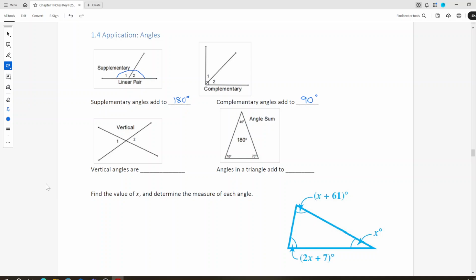This next rule is about lines that intersect, and we talk about these angles, angle 1 and angle 2, being vertically opposite. So they're opposite each other in a vertical way. And we say that vertical angles, or vertically opposite angles, are equal. So we would state that angle 1 is equal to angle 2. Or if this was a 3 and a 4, then angle 3 would equal angle 4. Okay? And then lastly, angles in a triangle always add to 180 degrees.